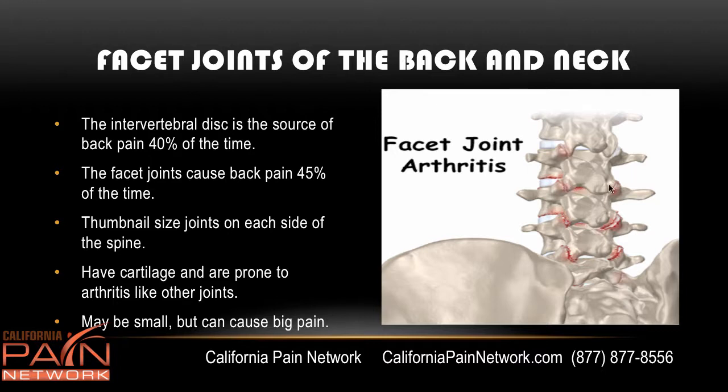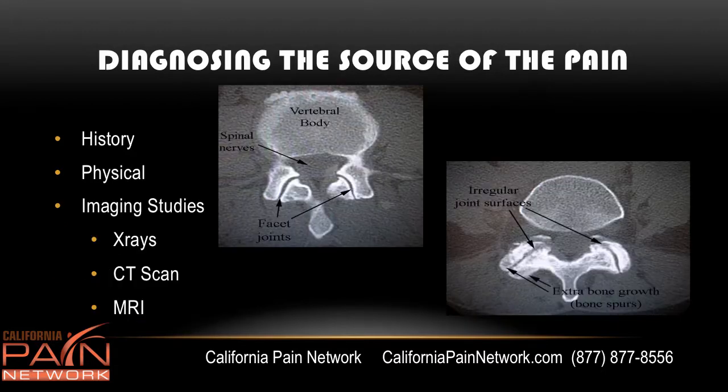The facet joints of the back and neck look like this. They're thumbnail-sized joints on the left and right side at every level of the lumbar and the cervical spine. The intervertebral disc is the source of back pain about 40% of the time. So the disc is the shock absorber area here, here, here. And the facet joints are involved the other 45% of the time. And then 15% of the time, it's hard to say, but sometimes it's the SI joints, actually down here. Okay? So facet joints have cartilage just like every other joint, the hip, the knee. They can be small, they're only about the size of the thumbnail, but they can cause really bad neck or back pain when they're arthritic.